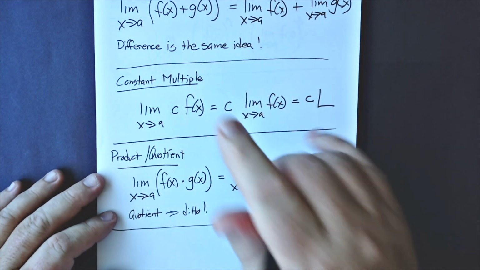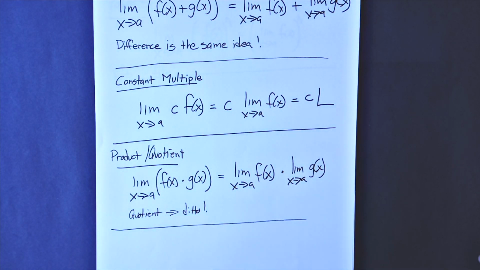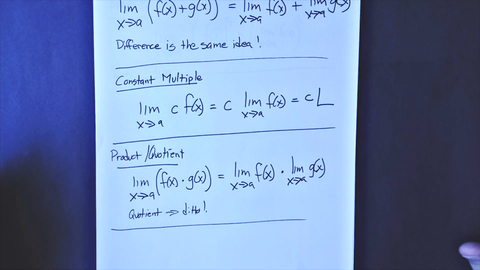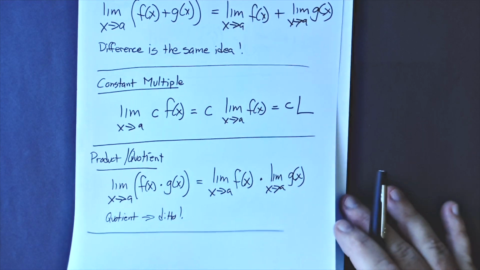Product and quotient, the same as the sum and difference. If I have two functions being multiplied, I can evaluate them separately and then multiply the answers together. Same thing with the quotient. Just remember, though, we can't divide by 0. That would be the only restriction there. There's nothing magic there.